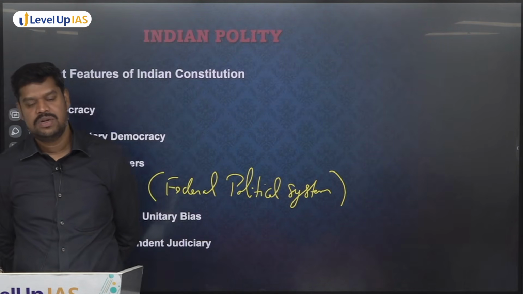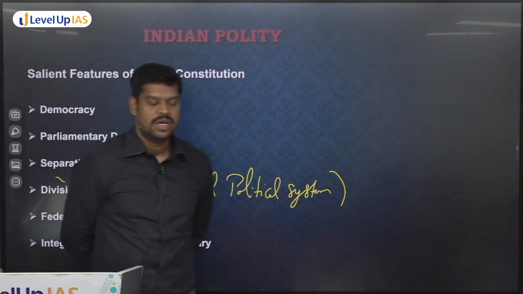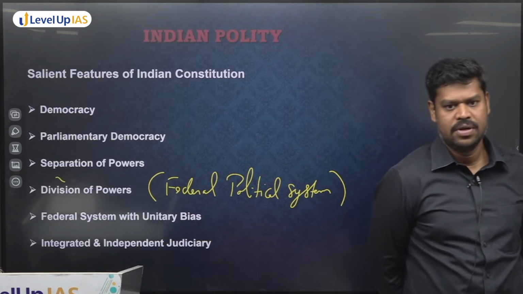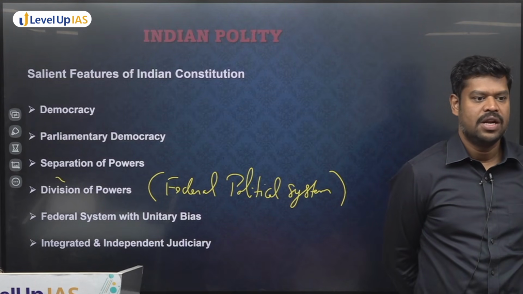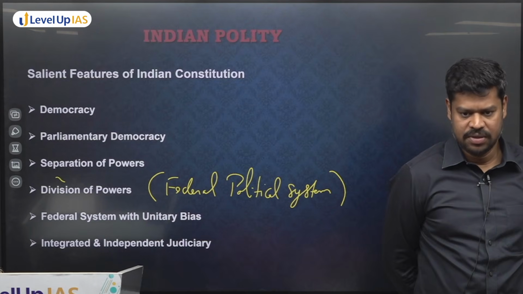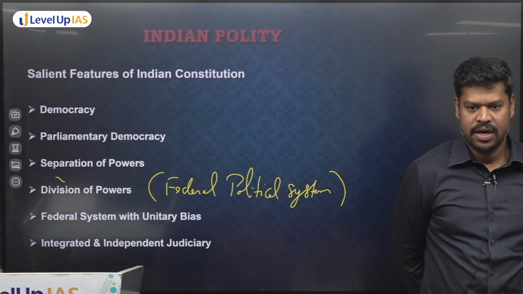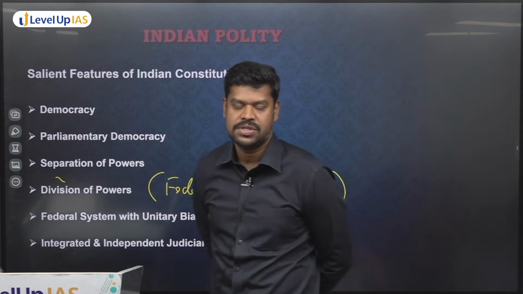Can you first give me an example of a unitary political system? United Kingdom is an example. Yes, France is an example. But what is a unitary political system? In a unitary political system, there does not exist division of powers. In India, it's a federal political system. There exists what is called division of powers.